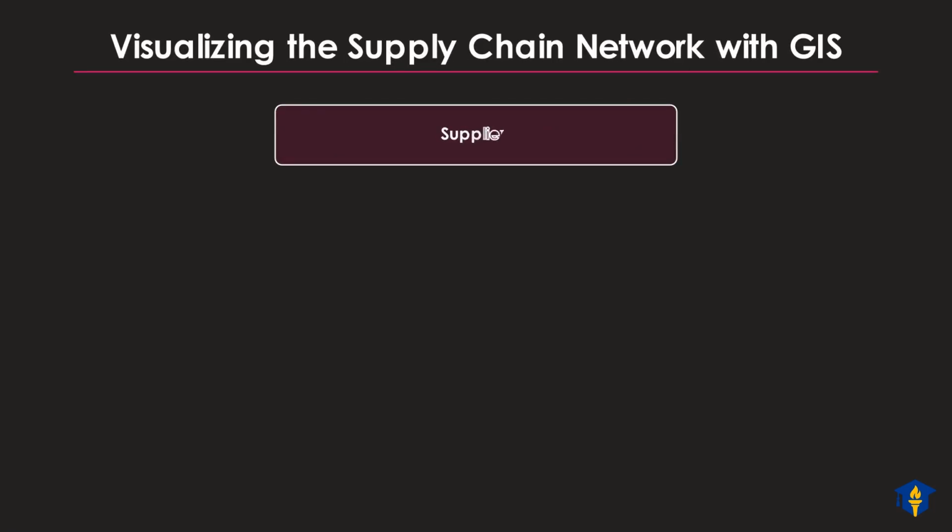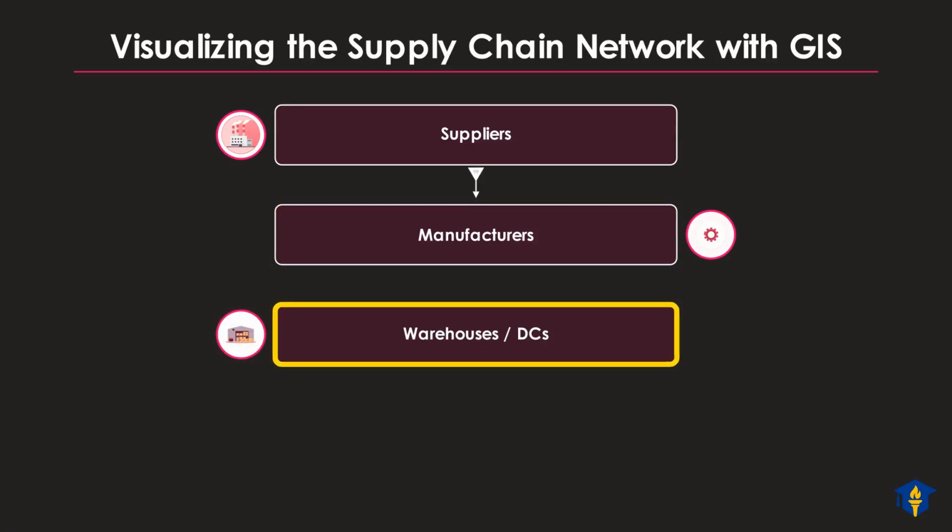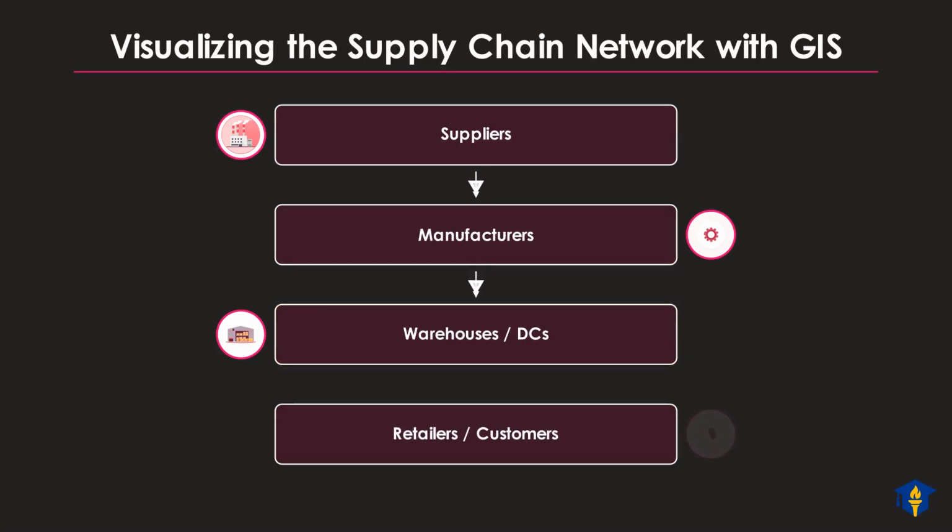It begins with our suppliers, the source of raw materials for products. Next, goods move to manufacturers for production and assembly processes. Then, they proceed to warehouses or distribution centers for storage. Finally, products reach retailers or directly to our valued customers.